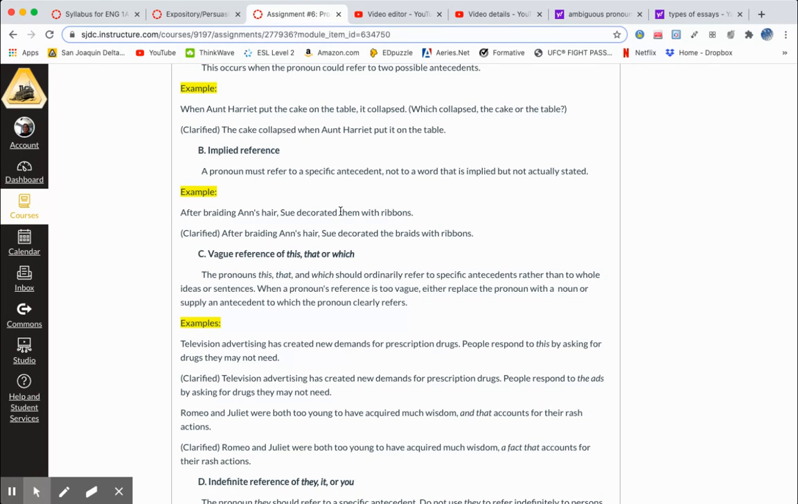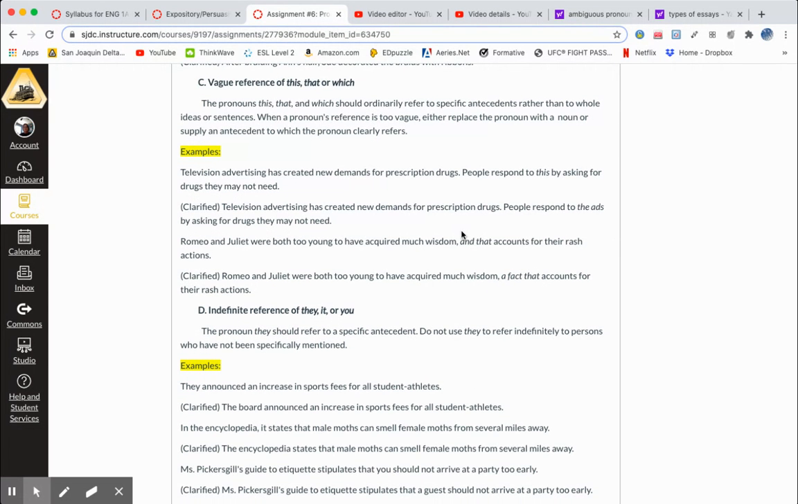Well, them is our pronoun, and it's implied that, we have to look, right? Sue decorated them. Well, what did she decorate? We have to look back at the first part of our sentence. After braiding Anne's hair, Sue decorated them with ribbons. I guess it would be the braids, right? But that's the entire message here with implied references. You don't want to imply what you're referring to. That's called implied reference. You want to make it clear to your reader to what you are referring. So to clarify this, we would have to say, after braiding Anne's hair, Sue decorated what? The braids with ribbons.